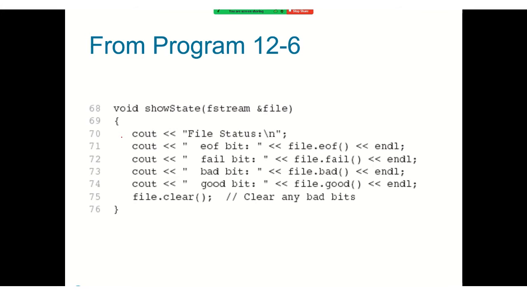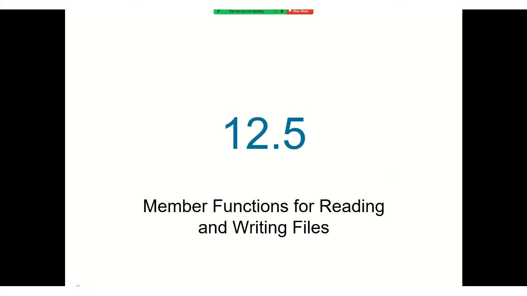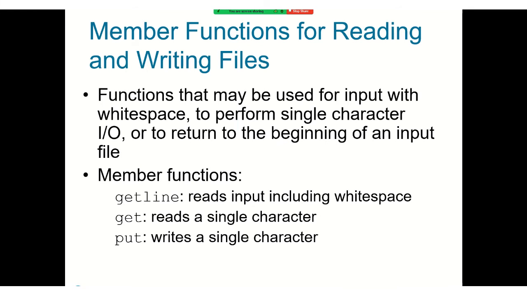So we have already discussed it in an example. Now you can have the member functions for reading and writing the file. The member functions that we have already used are getLine, get, and put. What does getLine do? It reads input including white space. Just note this, including white space. Get basically reads a single character. Put writes a single character to a file.